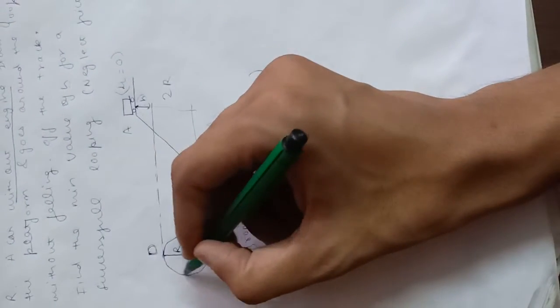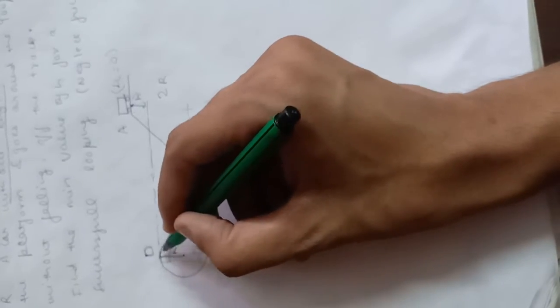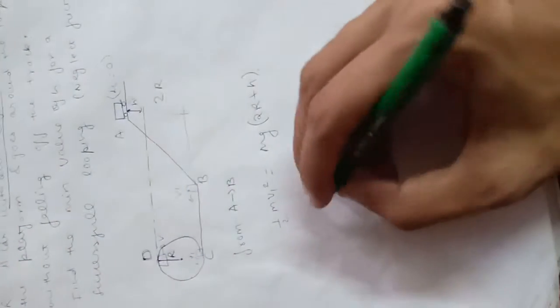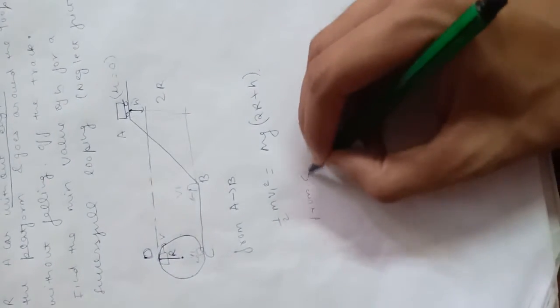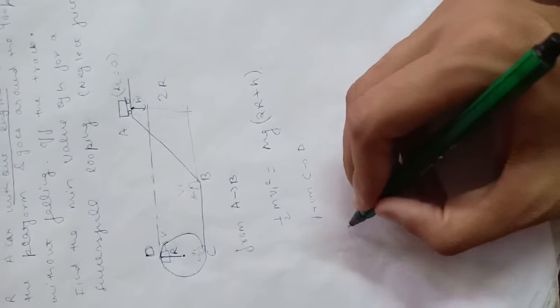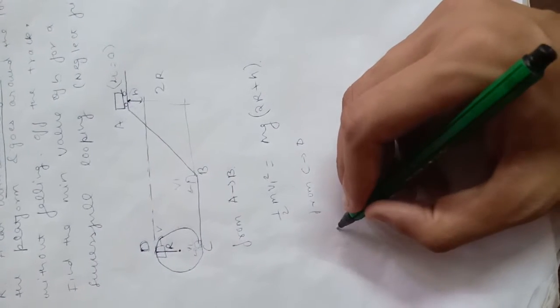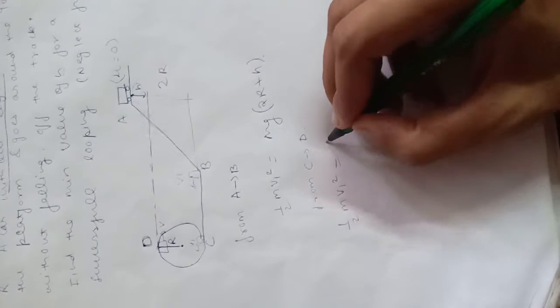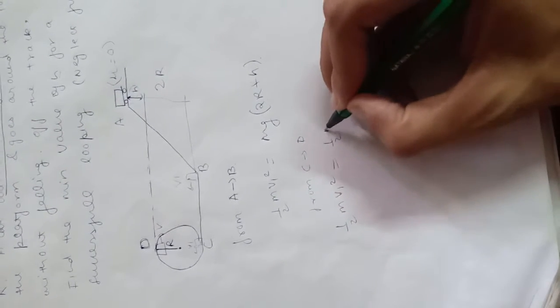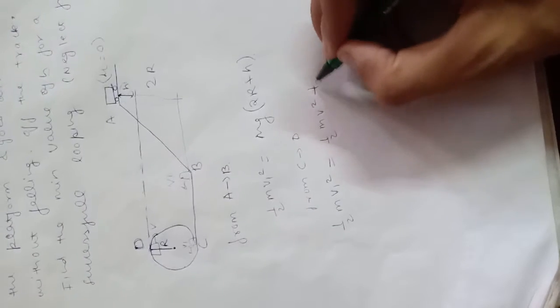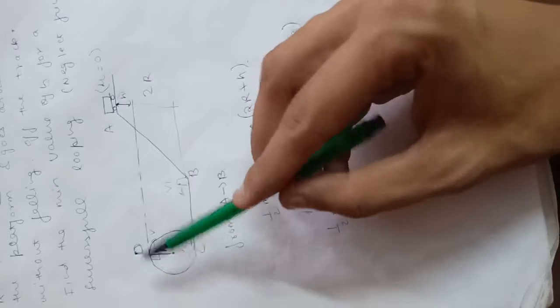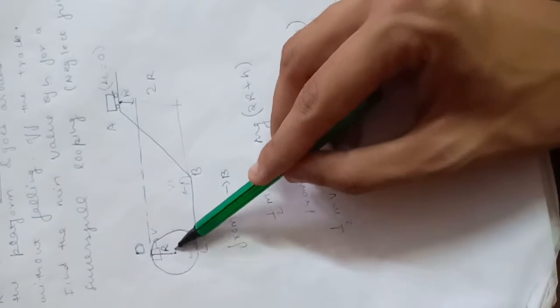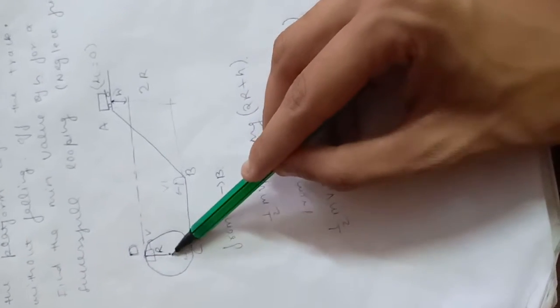Let's suppose the car goes around here and here it has a velocity v. So from C to D, half m v1 square equals half m v square, work energy theorem, plus mg times 2r, because the car has a velocity v here and a potential energy at height 2r. R is the radius, so r here and r here.